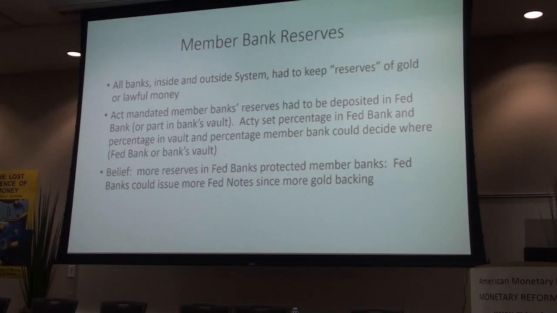Of course, the design of the system by the architect is how we want to get all the reserves in the Fed bank. We need that gold to issue our Fed notes. So the belief was that more reserves in the Fed banks protected member banks. In other words, the Fed bank could issue more Fed notes since there was more gold backing, and they'd be more protected, and so forth.